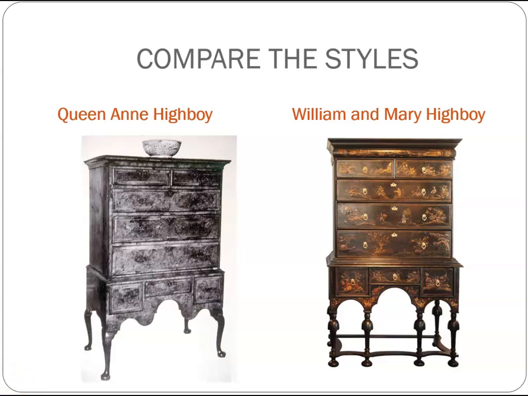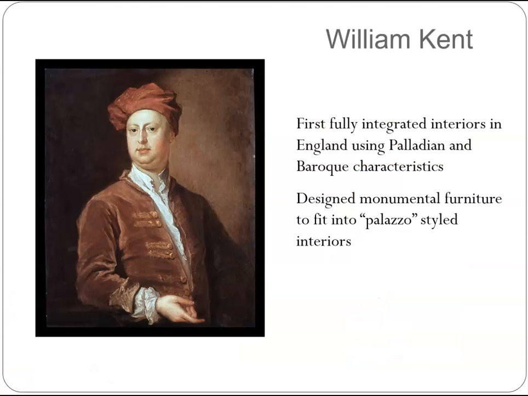The William and Mary highboy on the right features 6 legs versus 4 legs on the Queen Anne highboy. And we see the cup turning on the legs. We also see a flat stretcher connecting all of those legs together. Although the apron is shaped, it is not shaped in the cyma curve style. Let's take a moment to review William Kent's design work.